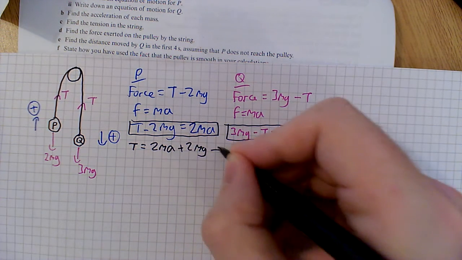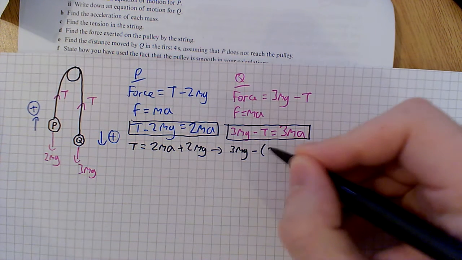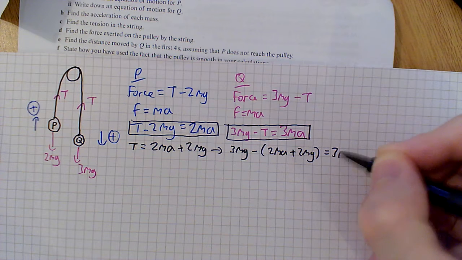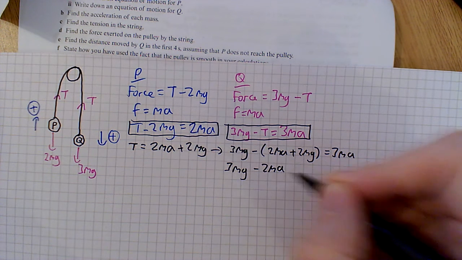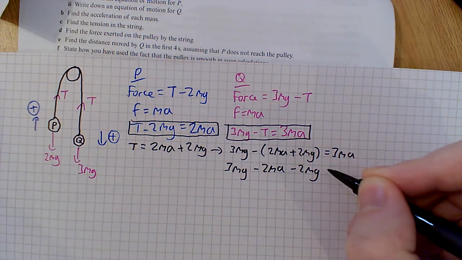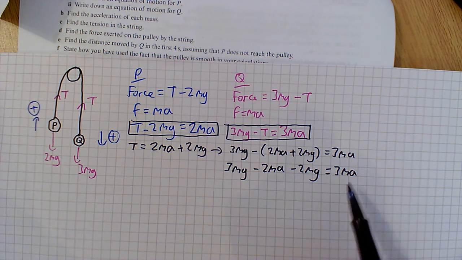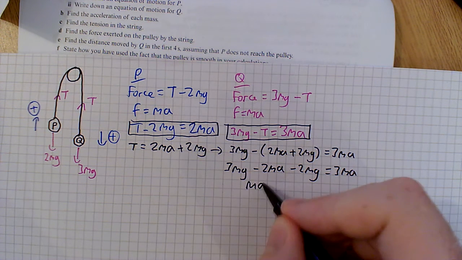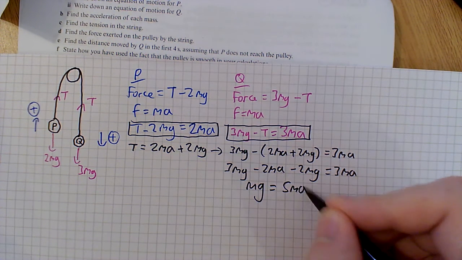And then I'm going to substitute it into the one here. So this is 3mg minus, and then we put 2ma plus 2mg in instead of T. And we get that. Expand the bracket, taking special care of the minus sign, which will apply to both parts. Then we've got mg and ma expressions, so I'll add the ma expressions to that side and simplify the mg. So it's 3mg minus 2mg, which is 1mg. And we add 2ma to both sides, so it's 5ma.